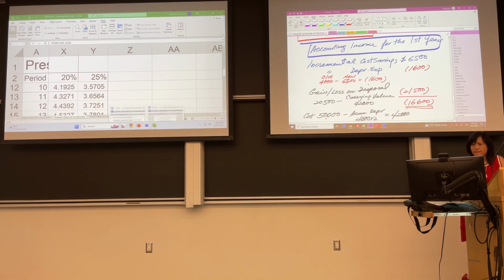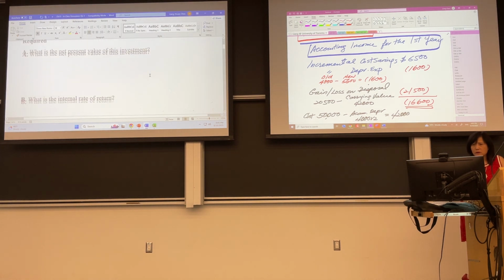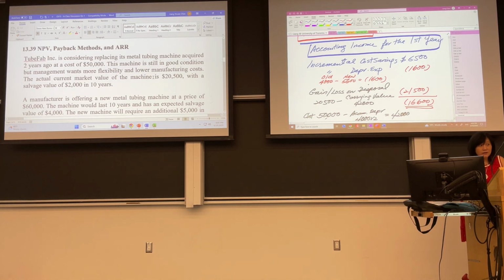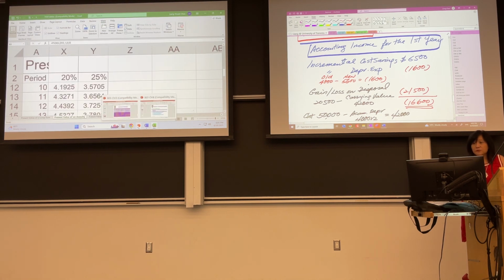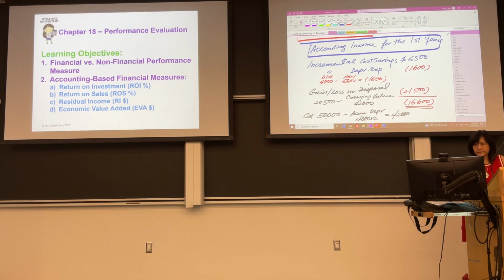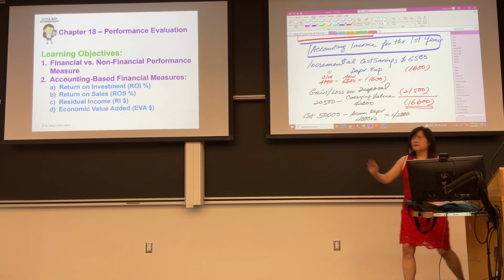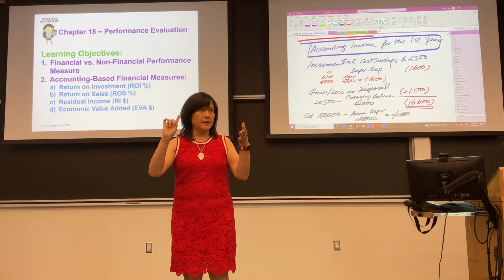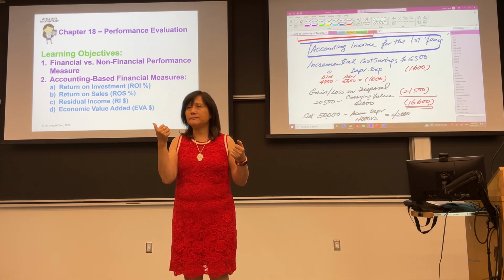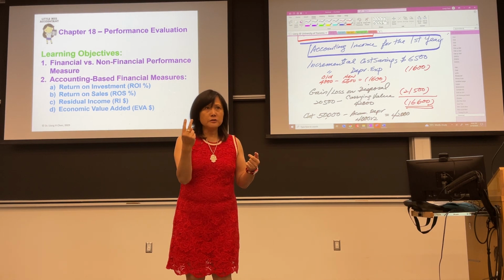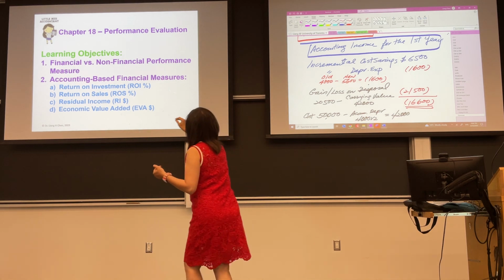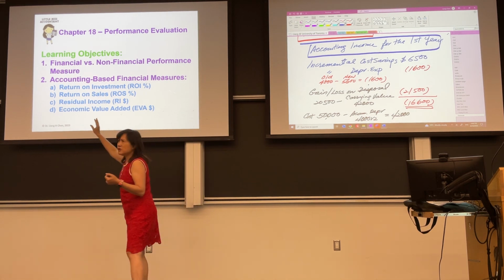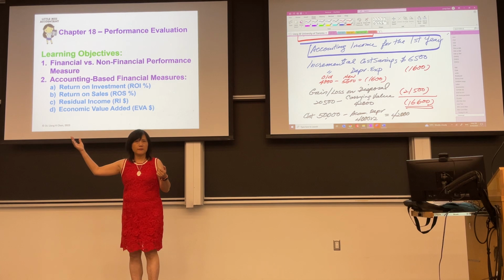Now, I don't have time, so I have to go to chapter 18. Chapter 18 is performance evaluation. Performance evaluation is only for 1 year, so we don't worry about the time value of money. That's number 1. Number 2, because we are using returns, profit.